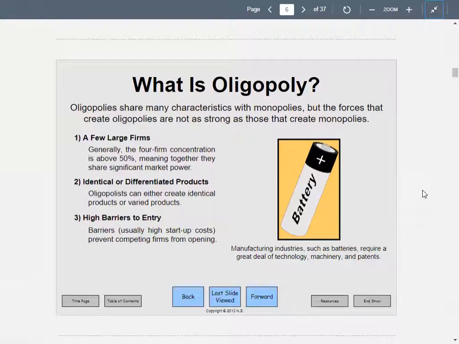There are high barriers to entry. Barriers, usually high startup costs, prevent competing firms from opening. So manufacturing industries such as batteries require a great deal of technology, machinery, and patents.